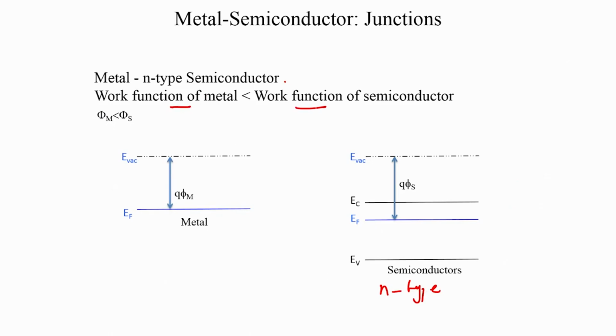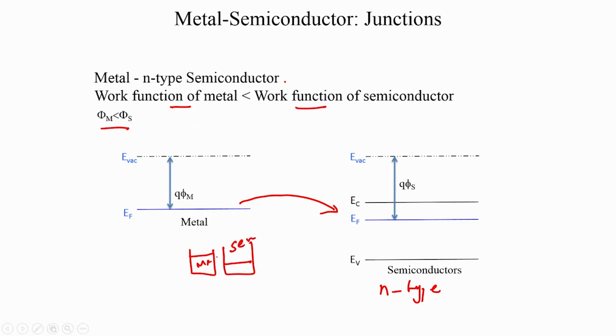function of the metal be less than the work function of the semiconductor, which means phi m is less than phi s. In the previous case we had phi m greater than phi s. Now since phi m is less than phi s, the metal will start providing electrons to the semiconductor. It's like two buckets with the water level higher in one, that's the semiconductor bucket, and this is the metal.